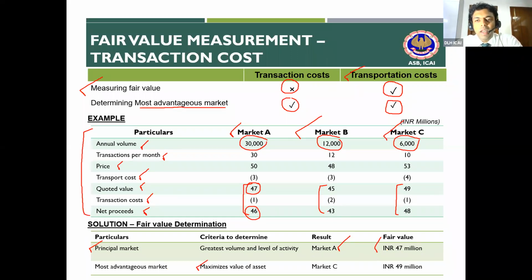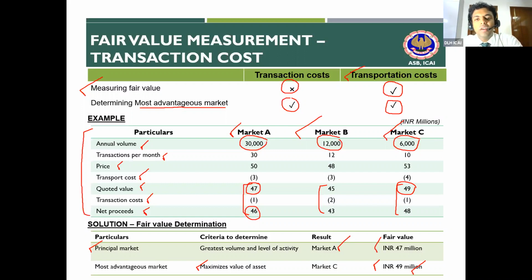Most advantageous market is 49, which is market C, because this will maximize the volume. So there are two things. One is the principal market and one is the most advantageous market. So the fair valuation of the principal market is 47 and the fair valuation of the most advantageous market is 49. Right, guys?